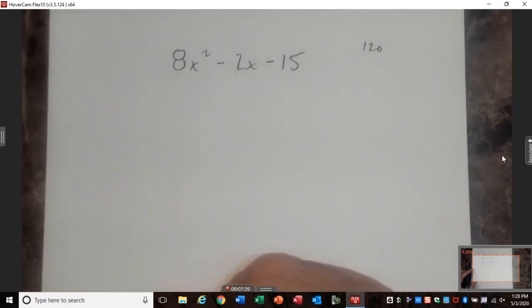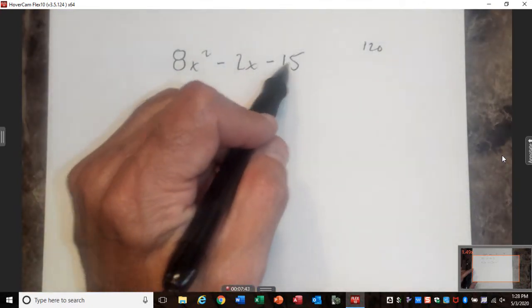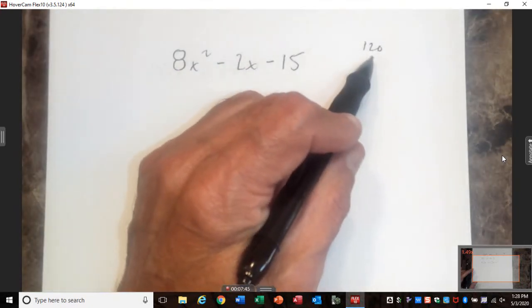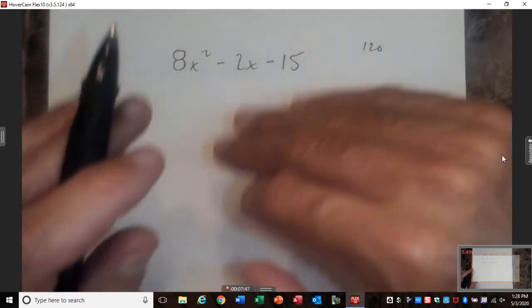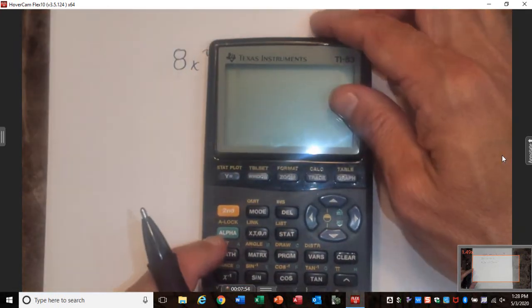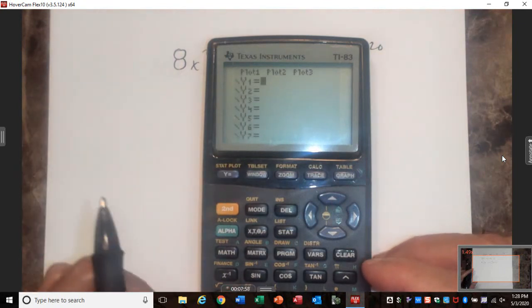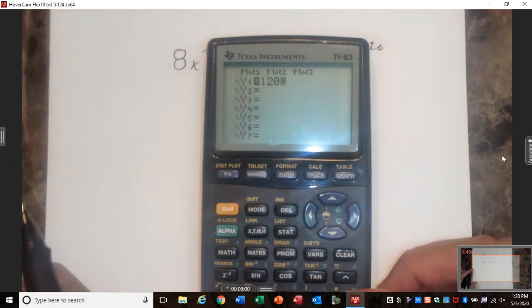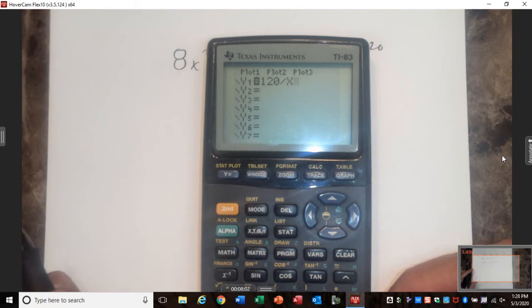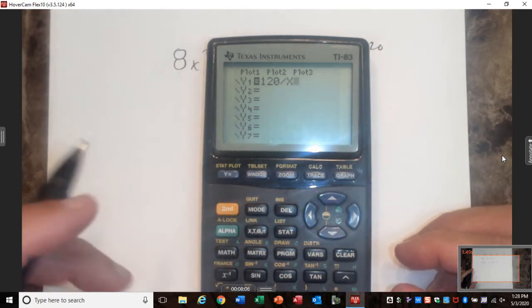I think the easiest way is this. I'm going to write this as a positive 120, even though this is negative. We want factors of 120 that when you subtract give you 2. Don't worry about the signs, that can be confusing. So take your graphing calculator, go to y equals, type in 120 divided by x. This works on the TI-84 too. Remember, we did this when we looked for factors.